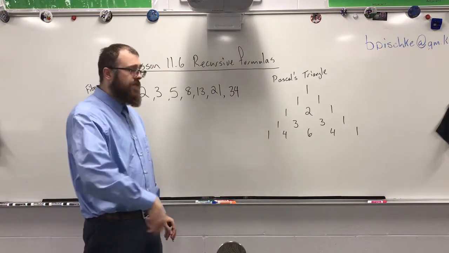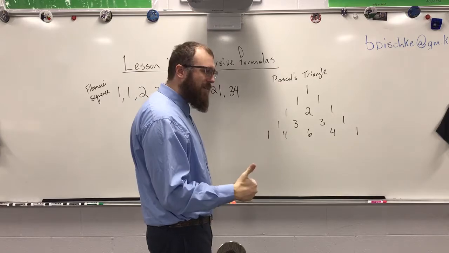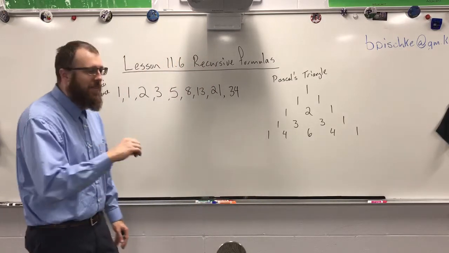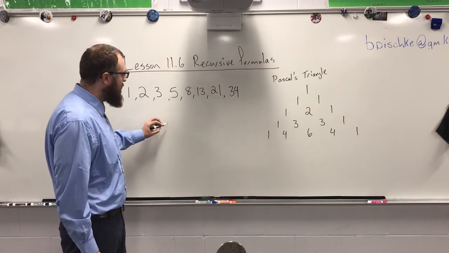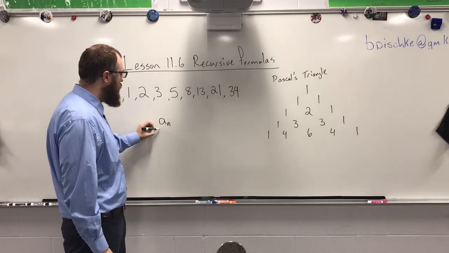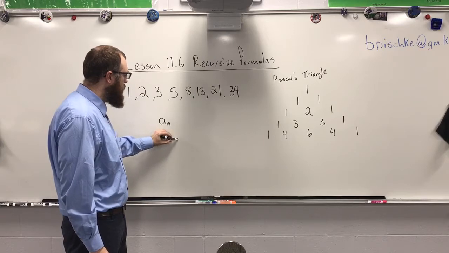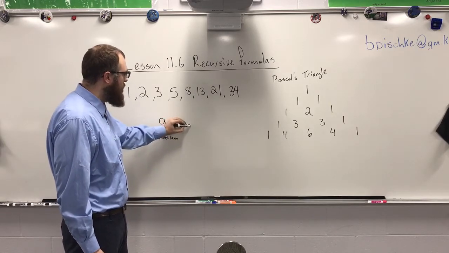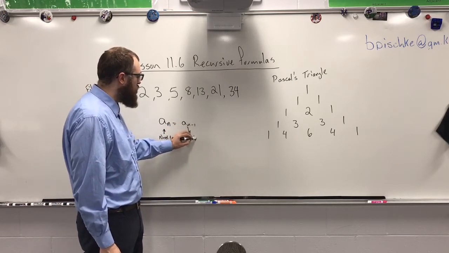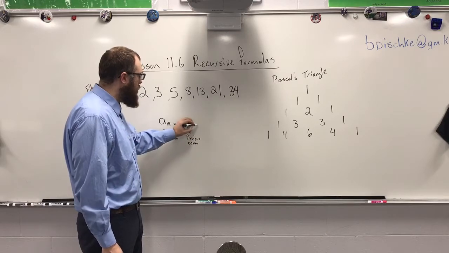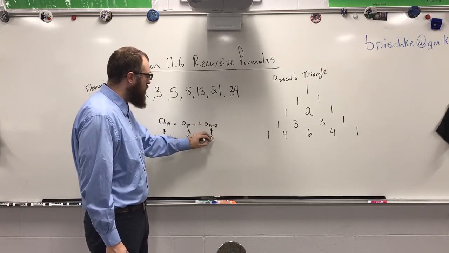Now, these recursive formulas, these patterns, can be created into formulas, but the formulas are completely dependent on the fact that we know the prior terms. So Fibonacci's sequence can be written as a sub n, in other words, the next term, equals a sub n minus 1, which would be the previous term, plus a sub n minus 2, which would be the term before that.